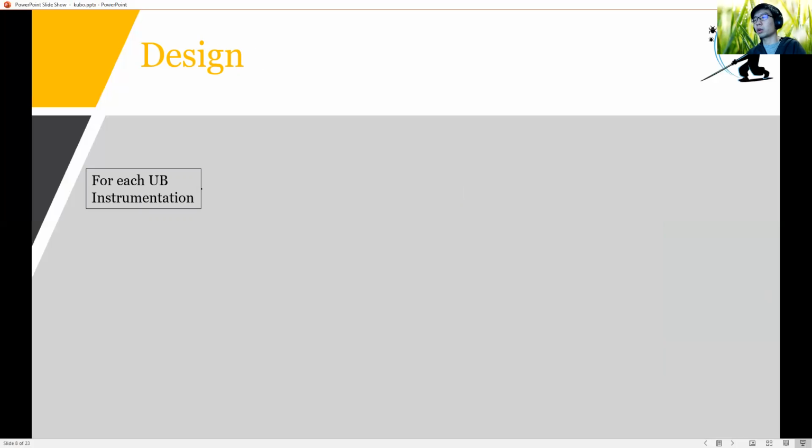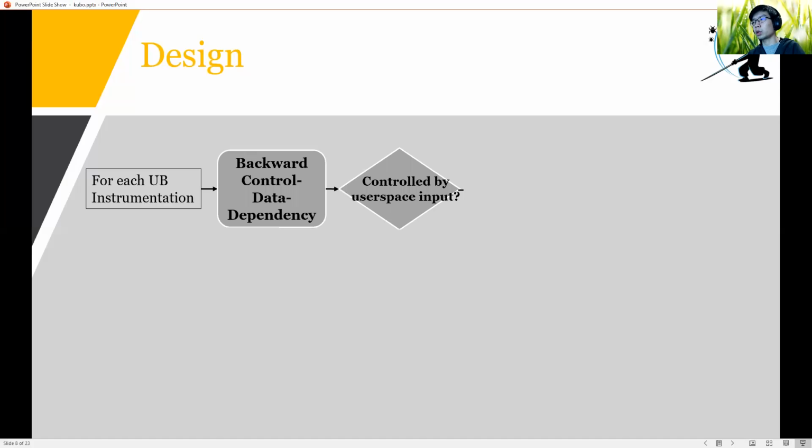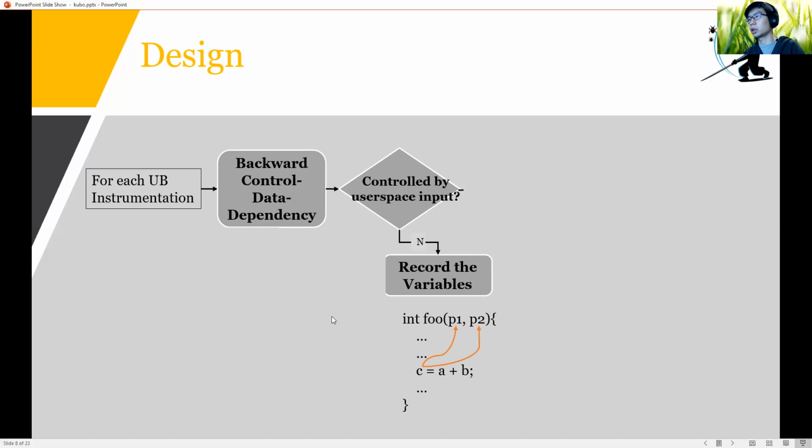And for these particular variables, we do a backward control and data dependency slicing, extracting all the relevant instructions and variables that actually affect the triggerability of this instrumented bug. And to answer the question of whether this variable is controllable by user space input, we check if there is at least one variable that affects the bug but is not from user space. For example, like I show here, the triggerability of this addition overflow depends on these two function parameters.